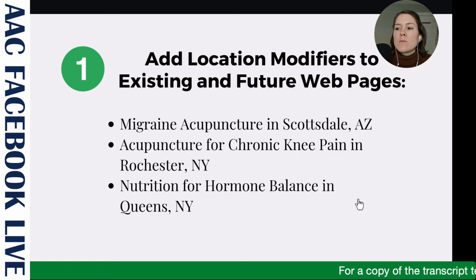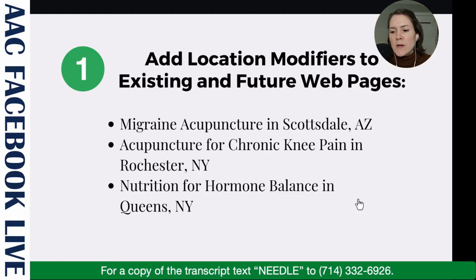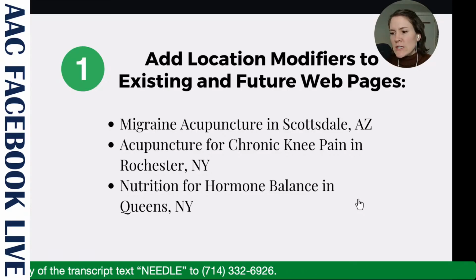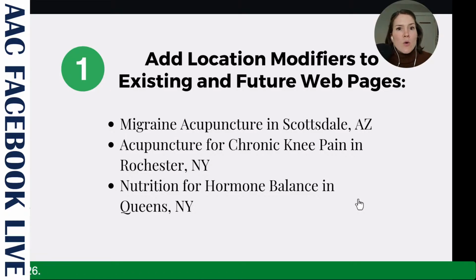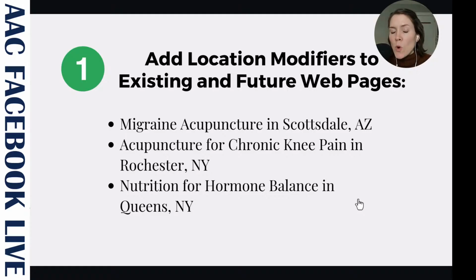So most people have a page that describes, what is acupuncture? And then another for what is cupping, what is Chinese herbal medicine, maybe what is Chinese dietary therapy. So on those pages, you also want to add your location. So for example, nutrition for hormone balance in Queens, New York. Okay.